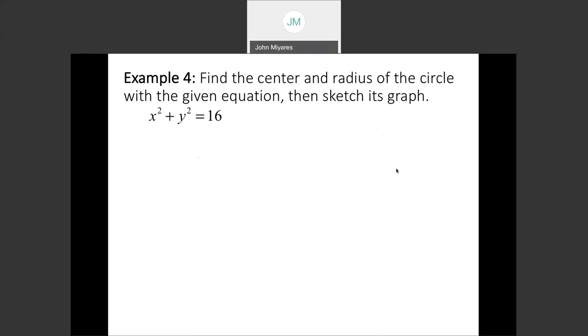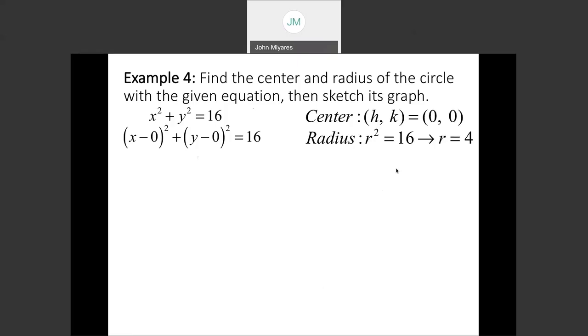Now, this example is very similar in that we are given the equation of the circle and asked to find the center and radius, but here there is apparently nothing being subtracted from the x and the y terms being squared. Based on this, we're going to conclude that the center is 0, 0, because I can think of this as x minus 0 squared and y minus 0 squared. The radius is going to be the square root of the r squared value on the right side of the equation. So the square root of 16 is 4. And so the radius of the circle is going to be 4.